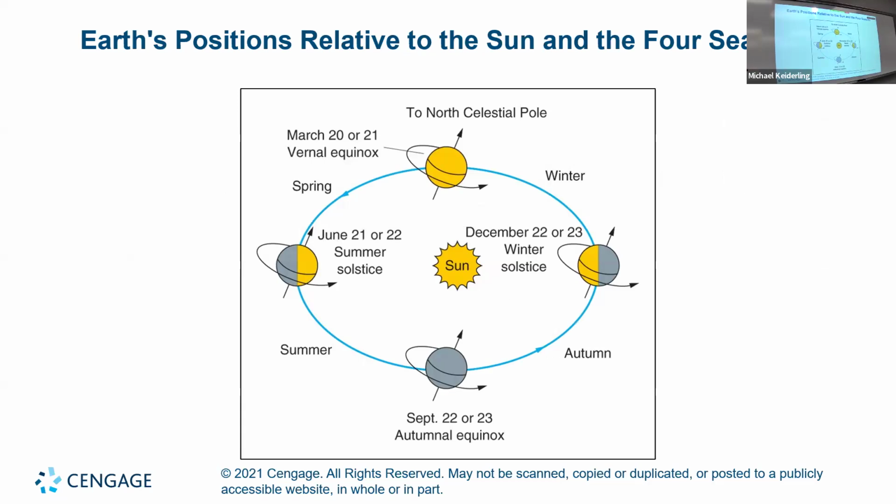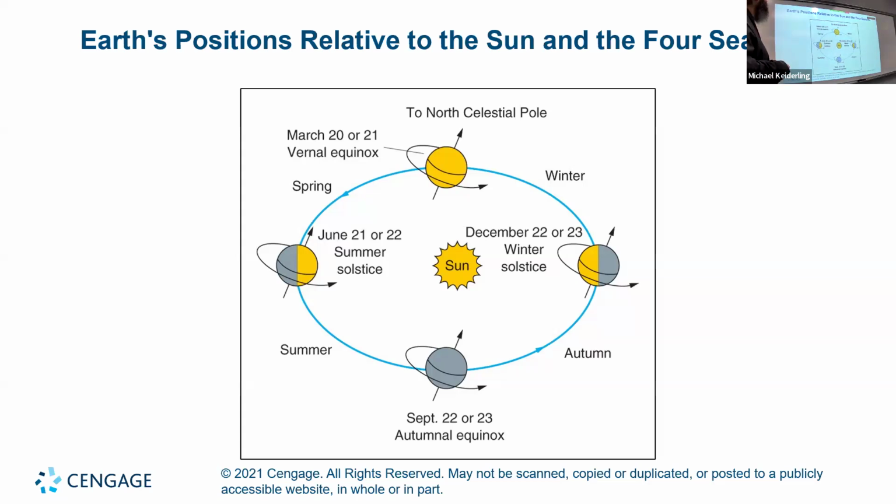So here at the four seasons, at the summer solstice, which is June 21st or 22nd, the northern hemisphere is pointed towards the sun. At the vernal equinox, March 20th or 21st, half the Earth is illuminated. Solstice is sun stopping. It reaches an extreme. Equinox is equal night. Day and night are the same length on the equinoxes.